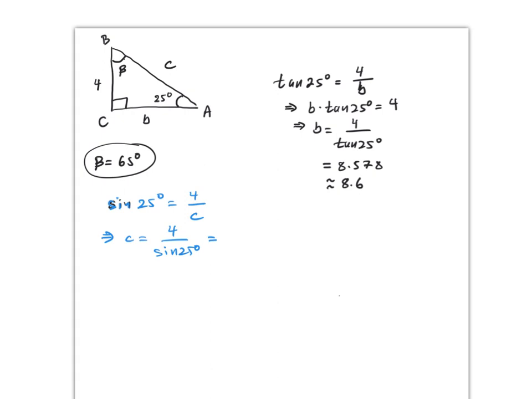So 4 divided by sine of 25 will be 9.464, which if you round it to one decimal place, will be 9.5. And there you go. This solves the whole triangle. So you have the three sides now and the two angles.